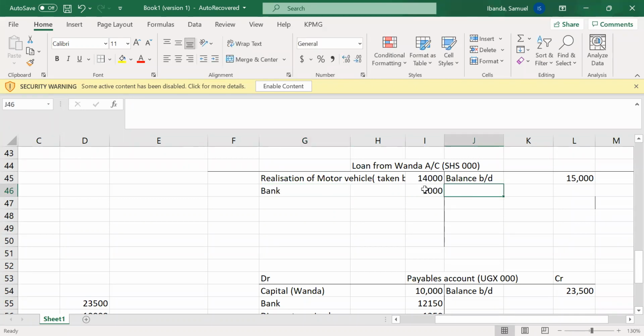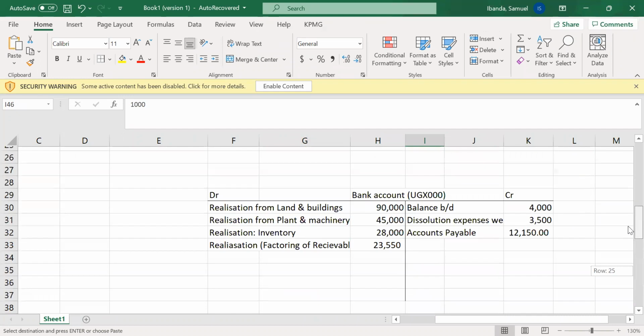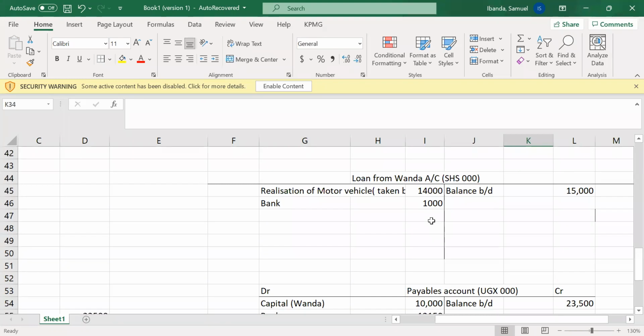So bank 1,000, you put it here, and then you come and credit your bank account here. You say balance on loan, to Wanda, it is 1,000. So this account you also balance off, because this side you have 15,000, the other side you also have 15,000, like so.